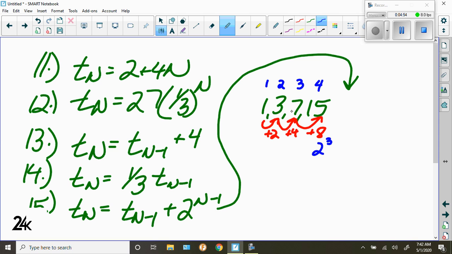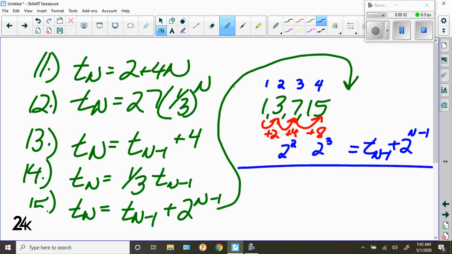And this one, from 3 to 7, how can I go from 3 to 7? Oh, I had to add 4. Well, adding 4 is 2 squared. So that's why it's the term before it plus 2. So like this was 2 cubed that I had to add on, but that was for the fourth term. So for the fourth term, to get it to be cubed, I have to subtract 1. That one's kind of tricky.